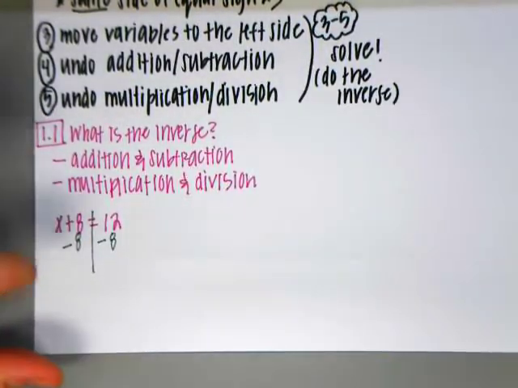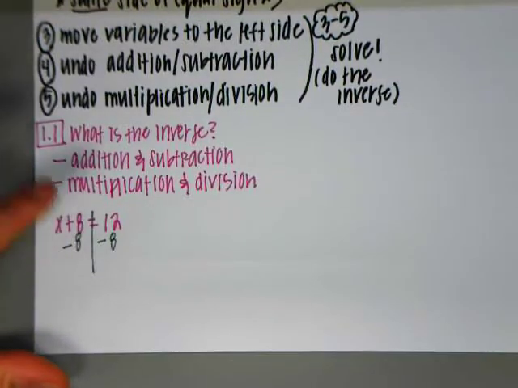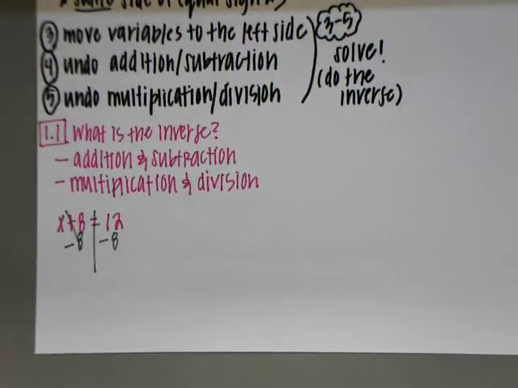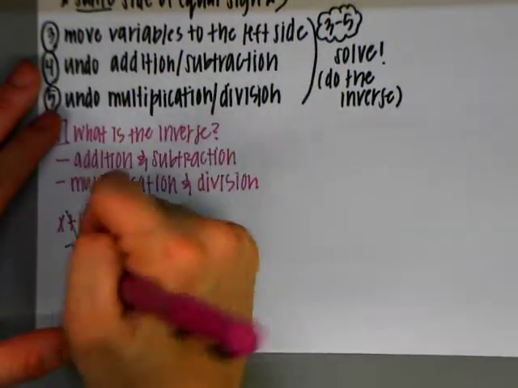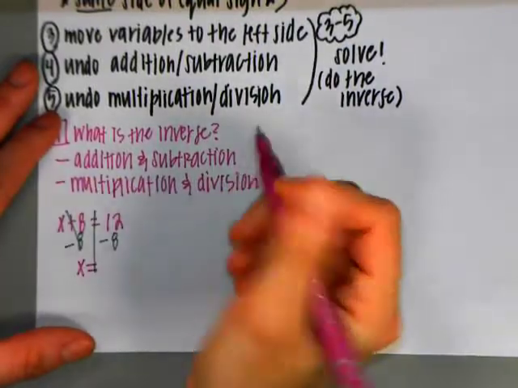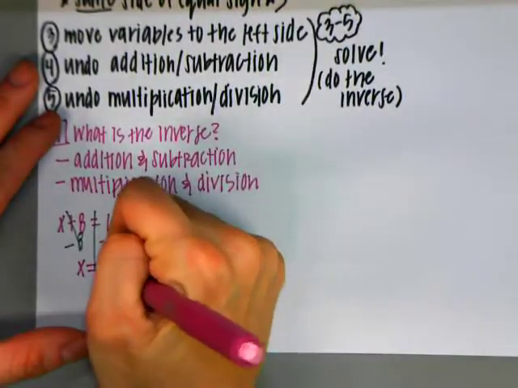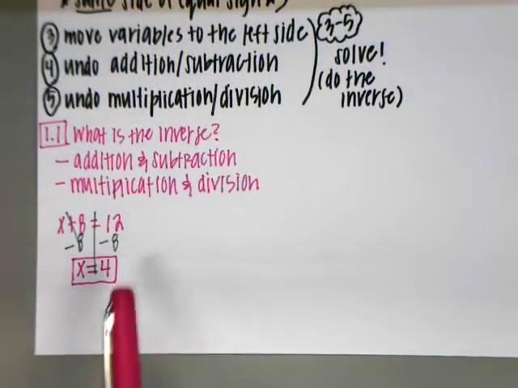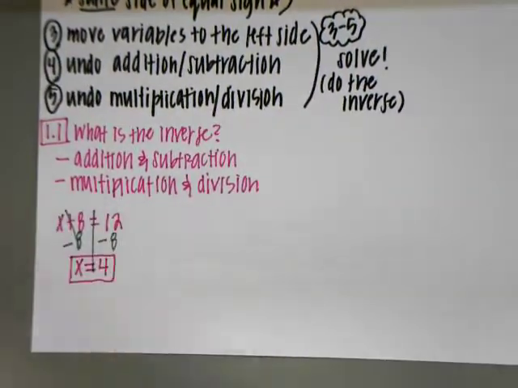because what is positive 8 and negative 8 when you add them together? 8 minus 8. 0, right? So then the x is by itself because the 0 is just 0. So now we have x equals, and what's 12 minus 8? 4, yep. And if you want to check that, just put the 4 in. So 4 plus 8 should equal 12, okay?